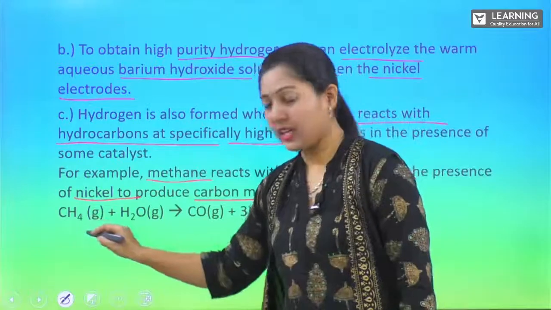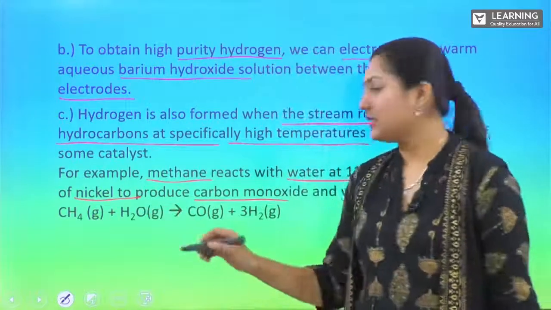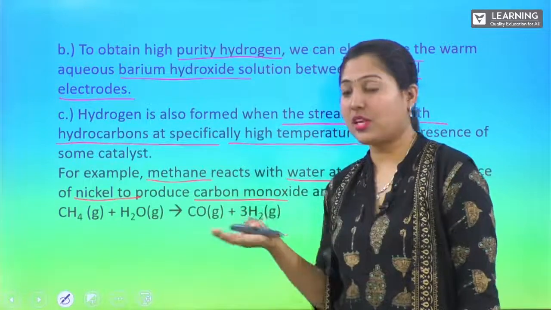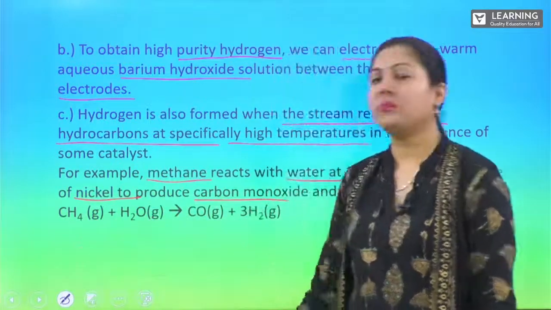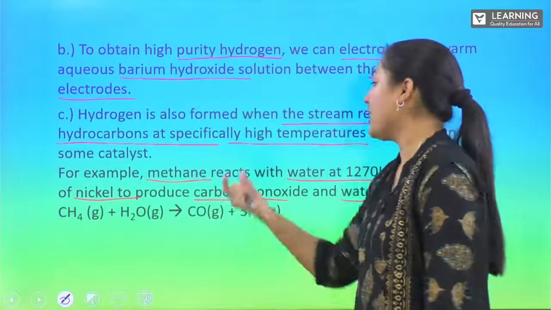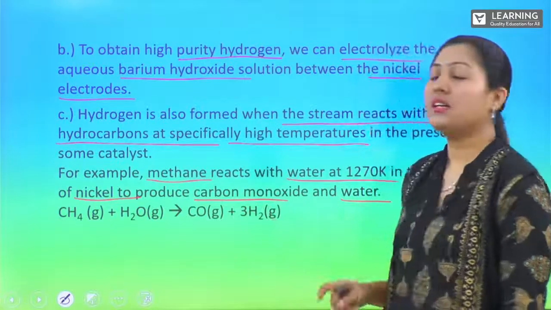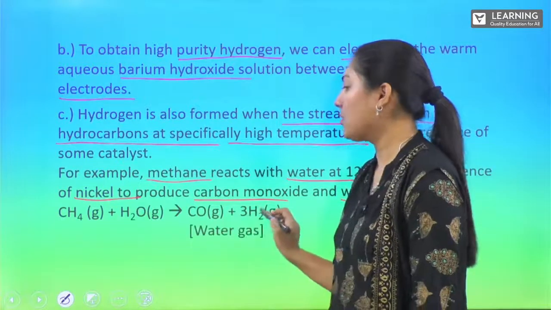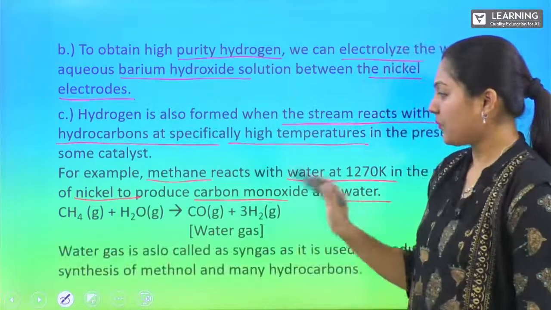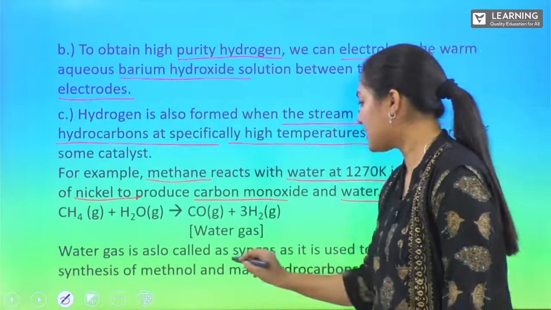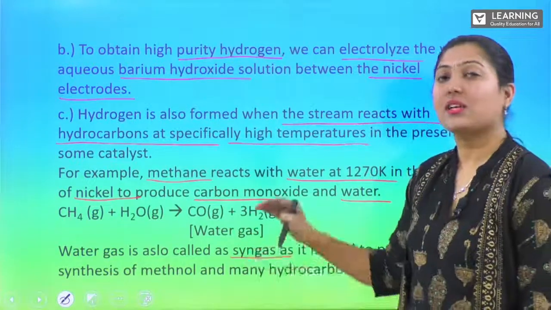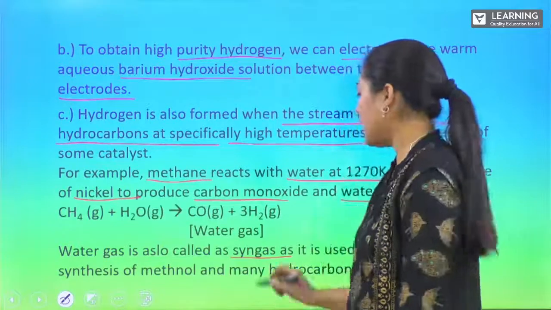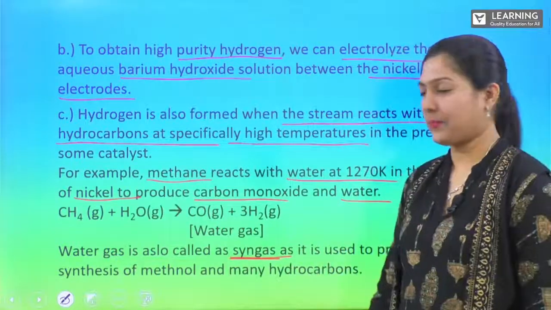You can see methane is reacted with water. This is gaseous water, that means it has a high energy. Hence methane reacts with gaseous water, that is steam, and gives carbon monoxide and hydrogen gas, which has been liberated. This will be called water gas. And this water gas is also called syngas, which is used to synthesize many other hydrocarbons. So we can call it syngas.